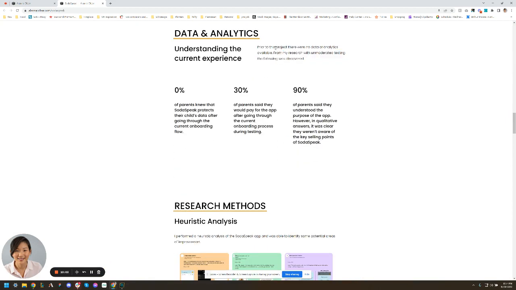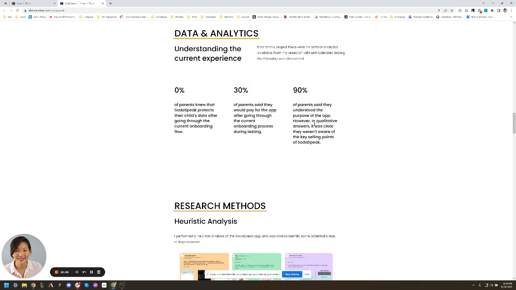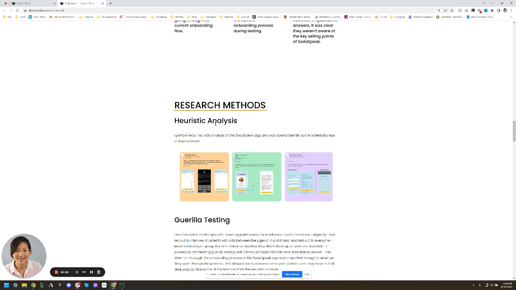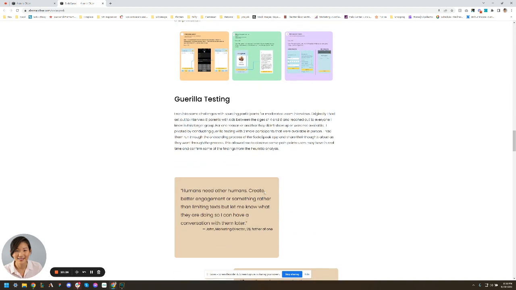Okay, so prior to this project, there was no data or analytics available. From your research with unmoderated testing, the following was discovered. So you discovered there was no data before, and you understood that having data is important, so you went ahead and collected these. Okay. And then there's your heuristic analysis of their current product and what the issues were. And then you did some guerrilla testing.